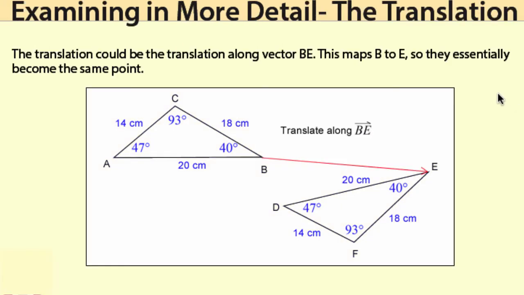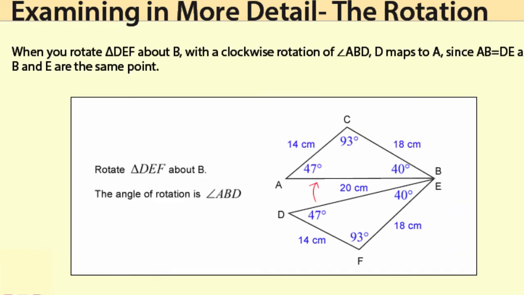Well, first of all, there's a translation. What you can do is you can translate point B so that it sits on point E. Then once you have that point B on top of point E, you can do a rotation to rotate point D so it's up on top of point A. And the angle of rotation is angle ABD.